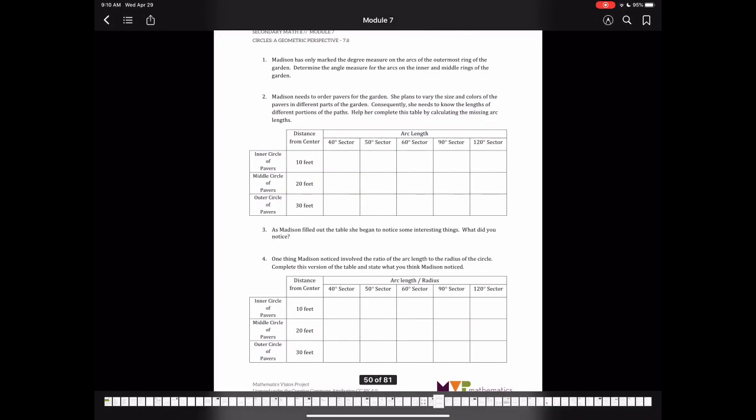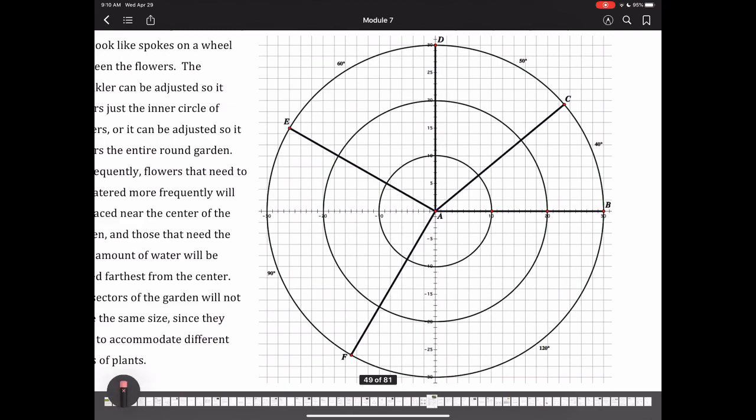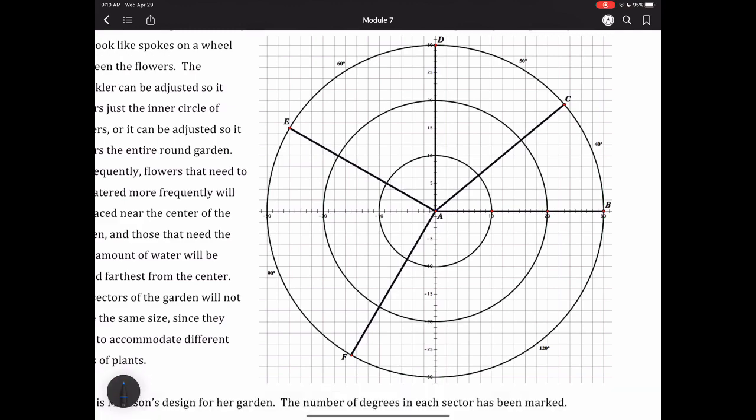Now, number 1 asks that we determine the angle measure for each of the arcs of the inner and middle rings of the garden, because she's only marked degree measures on the outer rings. So, based off of what we know, central angles here have the same degree measure as the sectors that they intercept. So if this central angle is 60 degrees and it intercepts this arc and this arc as well, that's going to be 60 and that's going to be 60 also.